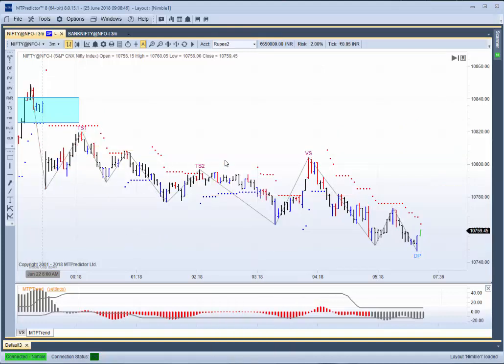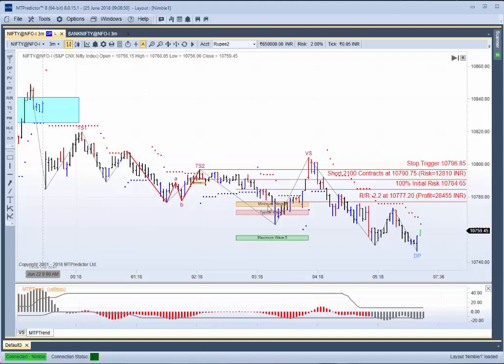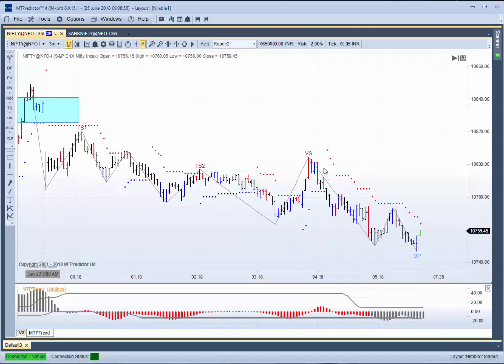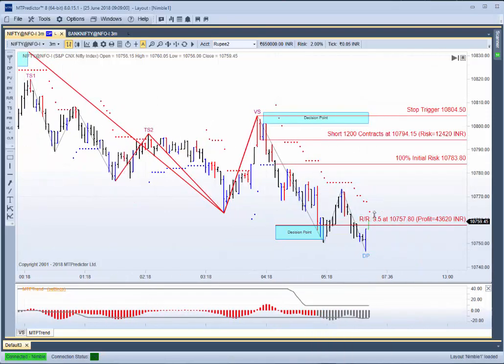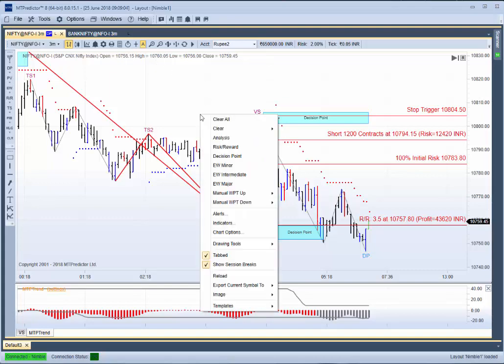The next one, if I clear everything off, there was a TS2 sell there. Right mouse click over the red sell bar. That would have been also a nice trade down into the first target. There was also a VS sell setup here. If I right mouse click there, that would have also been a nice trade of approximately 3.5 hour profit down to that low there as well.